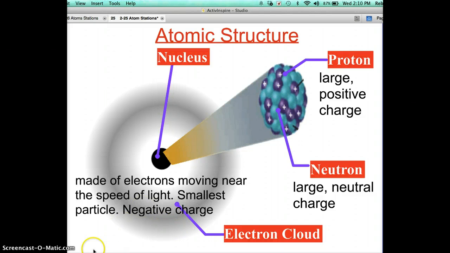Nonetheless, here we go. They are the smallest subatomic particle, and they have a negative electrical charge.